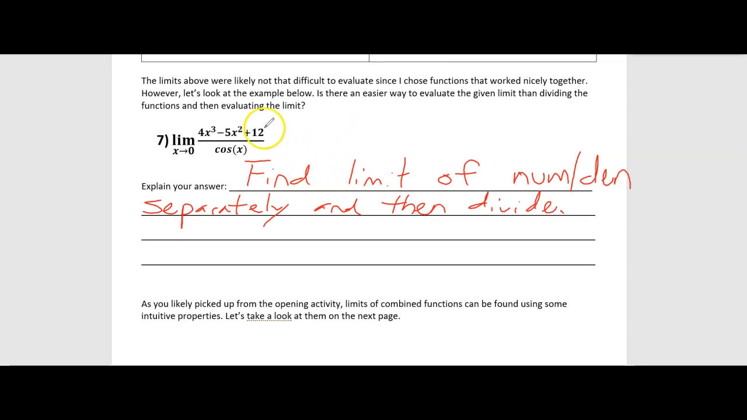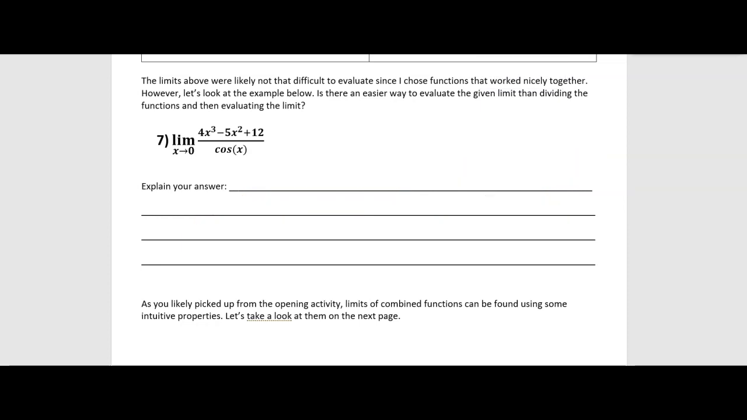And we're not going to go through this one specifically, but we are going to have plenty of time to practice later in the lesson. The next page does have those limit properties that we're going to walk through, and then you're going to have some time to apply. Okay, let's jump to that next page.